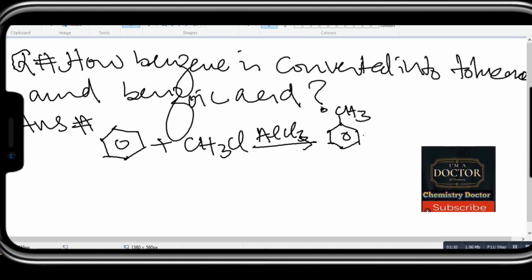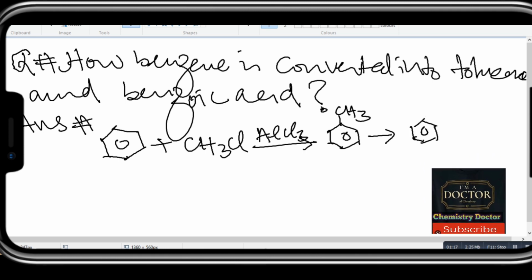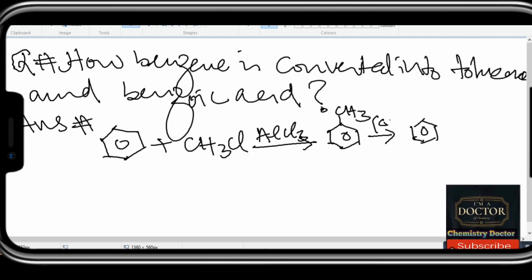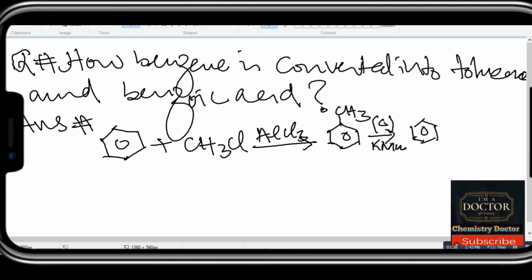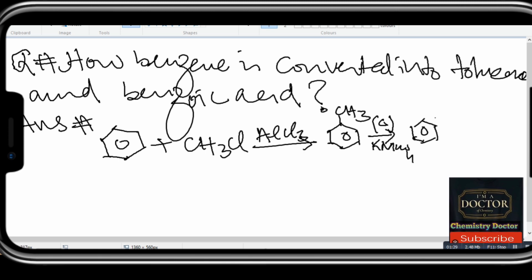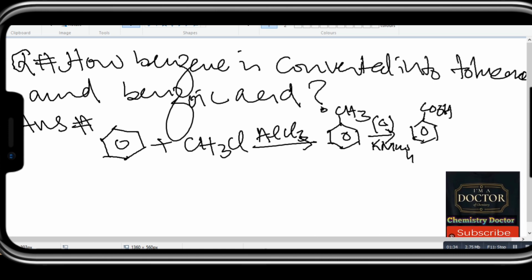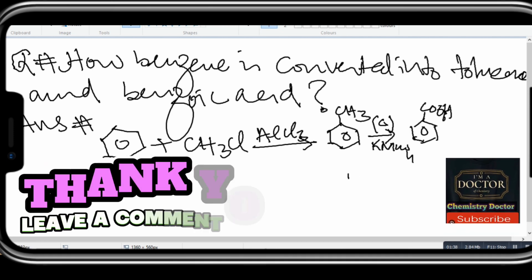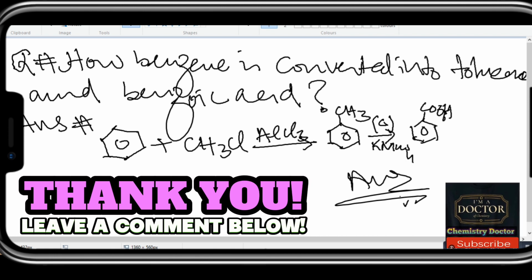In the next step, this toluene is converted into benzoic acid by oxidation of the methyl group of toluene in the presence of KMnO₄, which is an oxidizing agent, and toluene is converted into benzoic acid. So this is how we can convert benzene into toluene and then into benzoic acid.